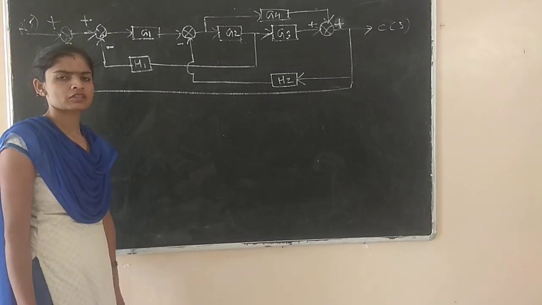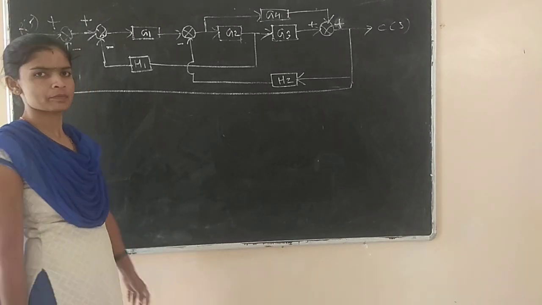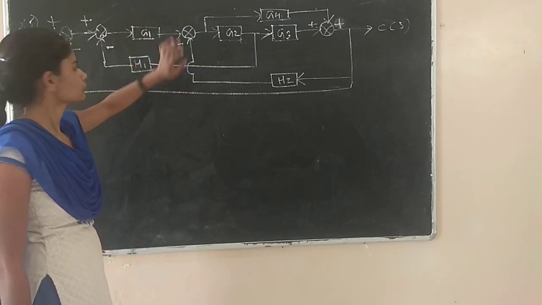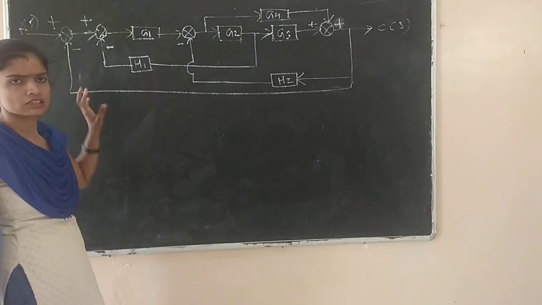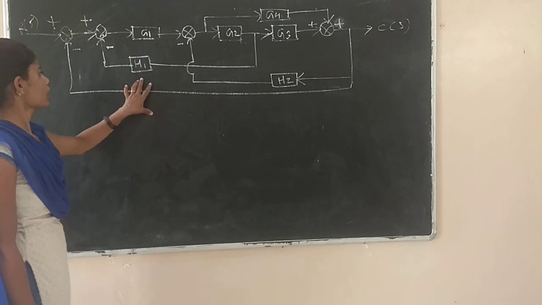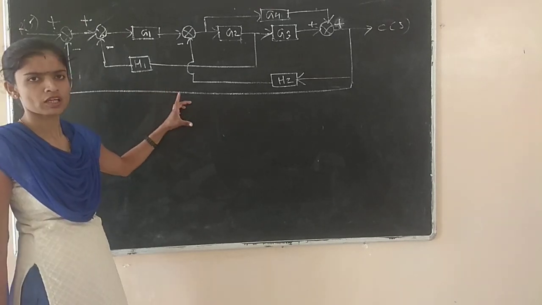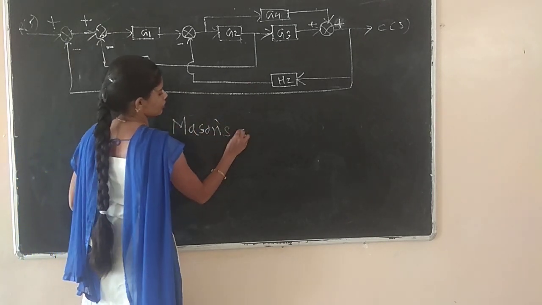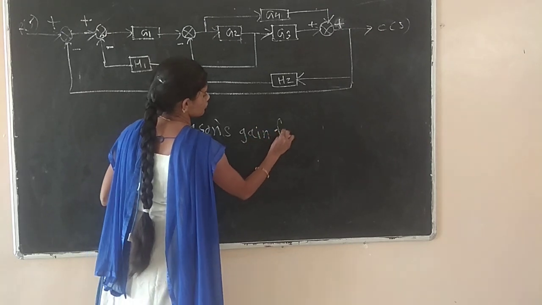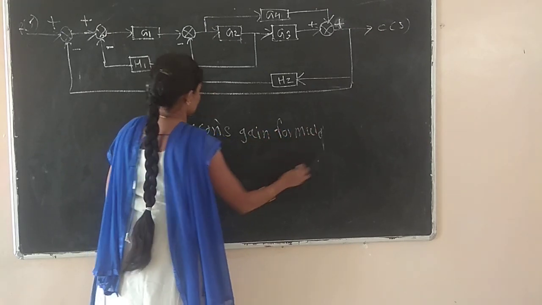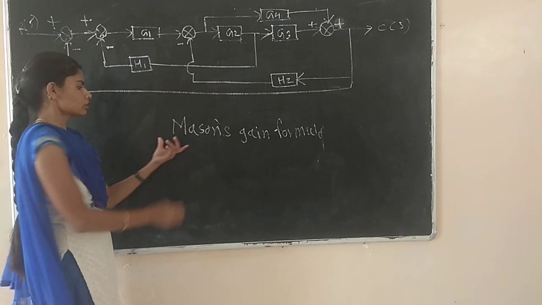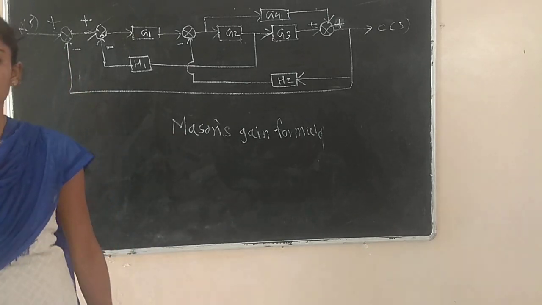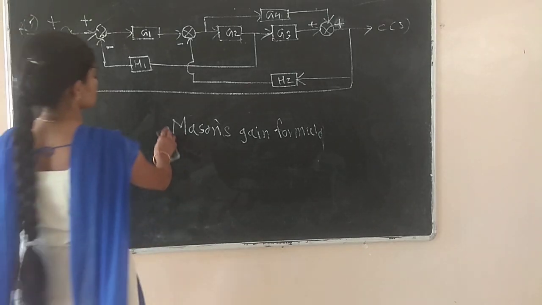Today we see control system. In control system, unit first is control system modeling. In the last lecture we saw the signal flow graph, and in signal flow graph we saw Mason's gain formula to calculate the transfer function of the system. Today we see a problem related to signal flow graph.